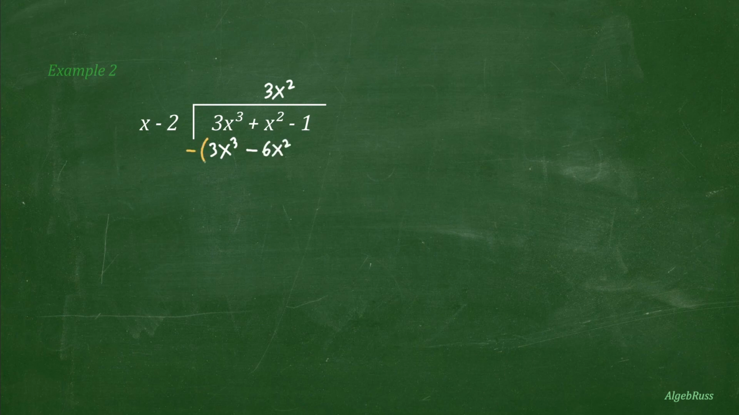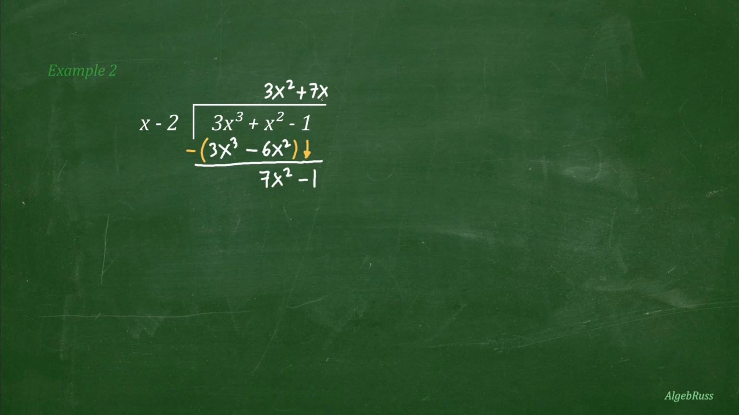And then we subtract that whole thing from that binomial on top. So 3x cubed minus 3x cubed is 0. No need to write that. And then 1 minus negative 6 is the same thing as 1 plus 6, which is 7. And then copy the common literal coefficient, 7x squared. And then just like what we have been doing, we bring down the next term. So we write here negative 1. Then we divide.